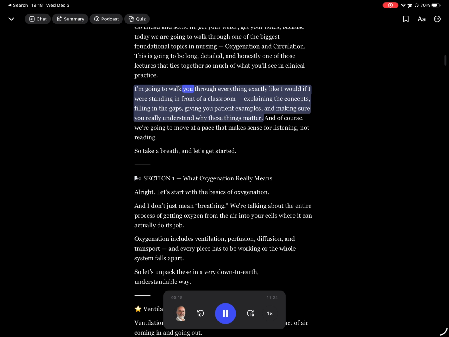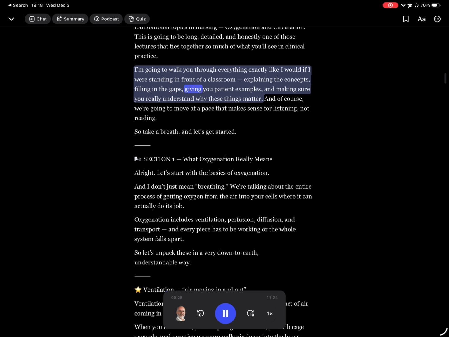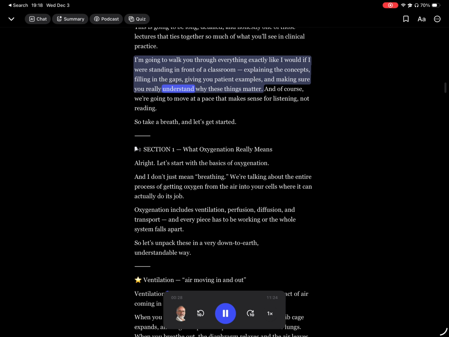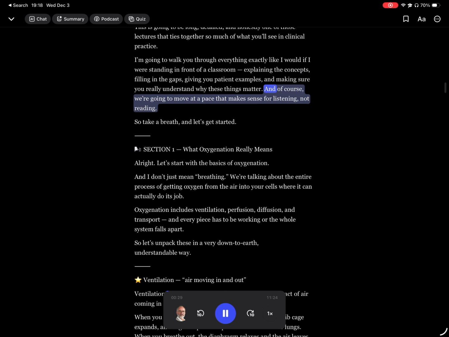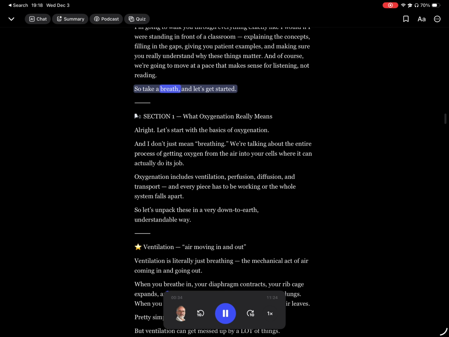I'm going to walk you through everything exactly like I would if I were standing in front of a classroom, explaining the concepts, filling in the gaps, giving you patient examples, and making sure you really understand why these things matter. And of course, we're going to move at a pace that makes sense for listening, not reading. So take a breath and let's get started.